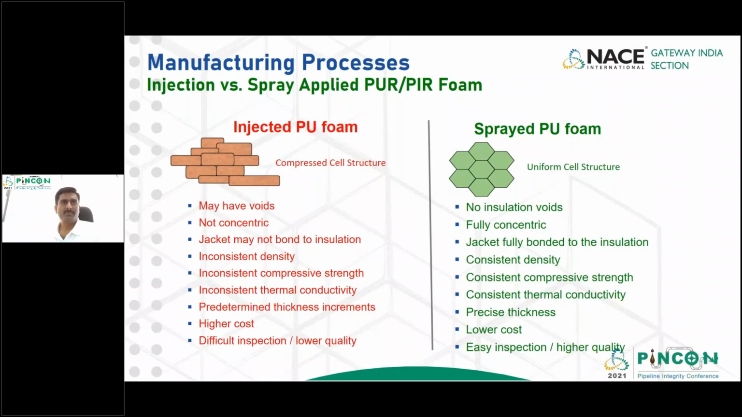In this slide, I have made some comparison of conventional system versus spray technology. In conventional system, the cells are compressed. It may have voids, non-concentric. Jacket may not be bonded to the insulation. Inconsistent density, compressive strength, thermal conductivity, predetermined thickness increment, higher cost, difficult for inspection, and poor quality. All these difficulties are overcome by the latest spray technology.